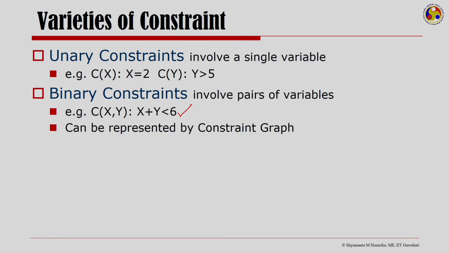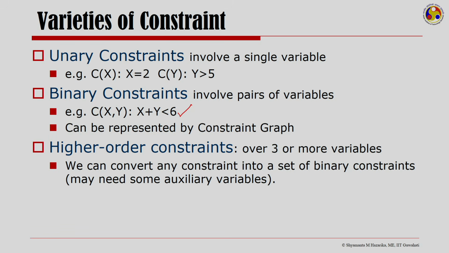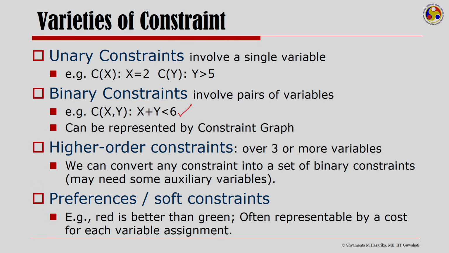Binary constraints can be represented by a constraint graph. Then we could have higher order constraints, constraints over 3 or more variables. Now, it is interesting to note that we can convert any constraint into a set of binary constraints. They may need some auxiliary variables to be introduced. The fourth type of constraint that we could have is called preference or soft constraints. Things like we could have constraints stating red is better than green. They are often representable by a cost for each variable assignment.